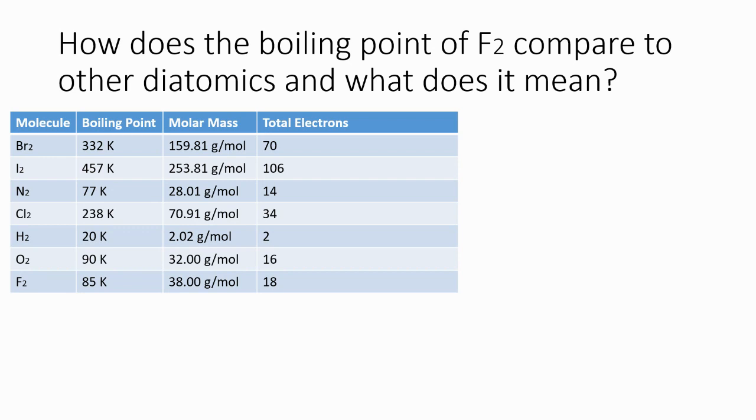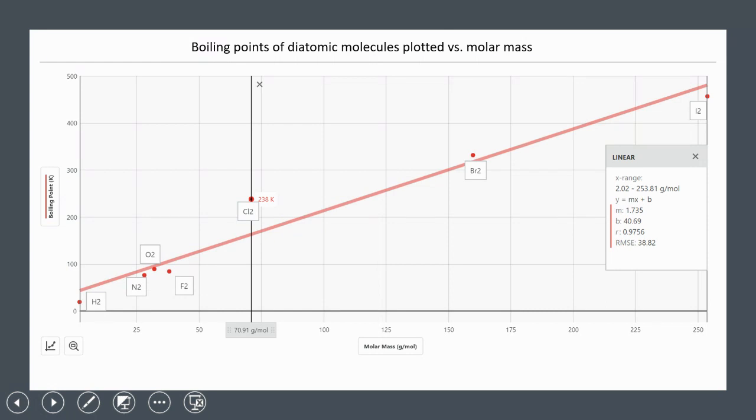Now, I also included molar mass because sometimes scientists will substitute molar mass for the total number of electrons. Just something that we're more used to calculating, and there's a direct relationship between the number of electrons in the molecule and the molar mass. So something that has a huge number of electrons is also going to have a pretty large molar mass. Now, I graphed all of these boiling points versus the molar mass of each compound.